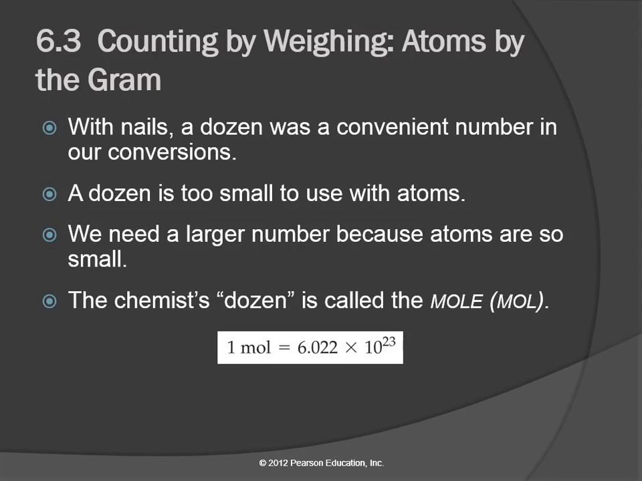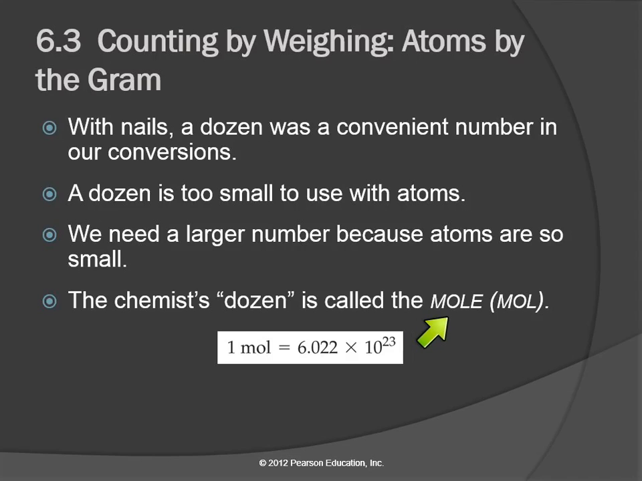So with nails, a dozen is a convenient unit. But that's too small for atoms. We're talking about the quantity of atoms that would take you your lifetime to count, or several lifetimes. So we need a bigger unit. Chemists have their own version of a dozen. A dozen means 12. The chemist's dozen is called the mole.